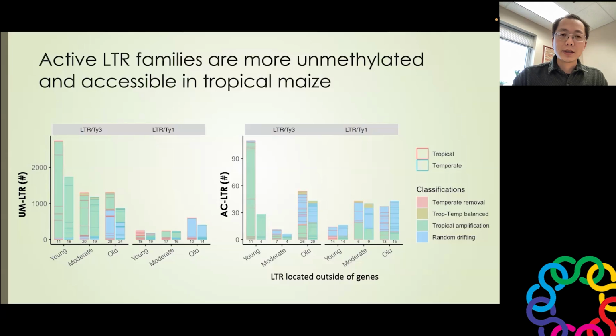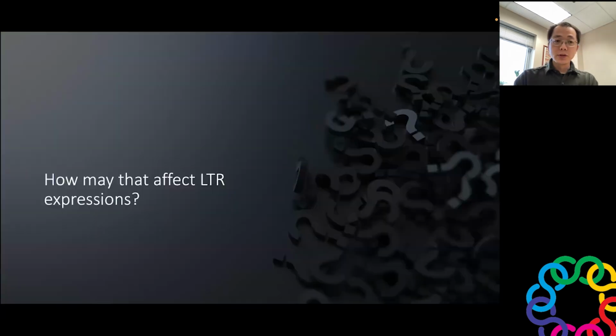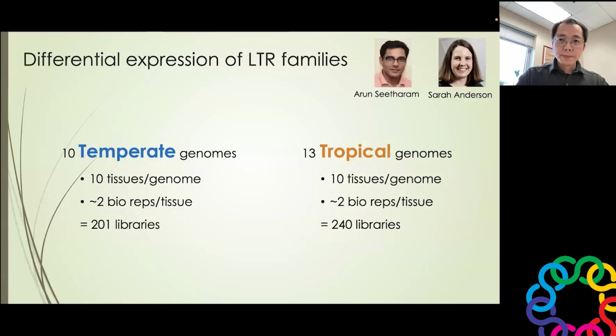So we wondered, this open chromatin or accessible chromatin, do they actually change the expression? Right? So we look at LTR expressions. Arun and Sarah from our state helped with this analysis. From the genomic project, we sequenced a lot of libraries for gene annotation purposes. These libraries cover 10 tissues per genome across the developmental stages of maize, from seed, embryo to vegetative growth, leaf, and flower and tassels.